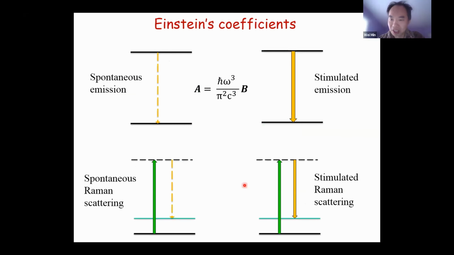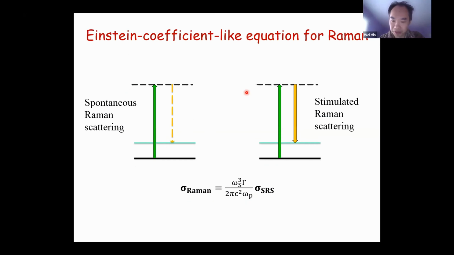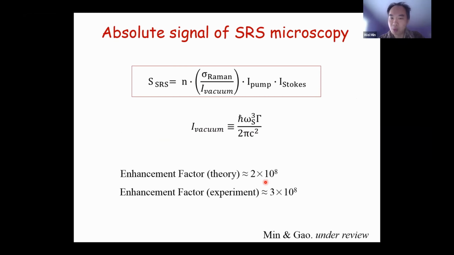A slight difference because in Einstein's original derivation, he was doing it for broadband black body radiation. So the definition of the B is slightly different from the definition of our cross section. So this is, I would say, more convenient and more physically grounded. So now we have an equation for Raman and stimulated Raman, just like Einstein's AB. Now with that, we can really write down a quantitative rate equation for stimulated Raman microscopy.